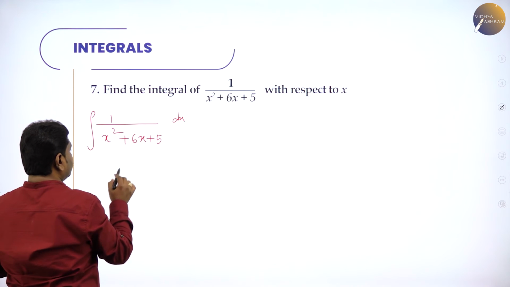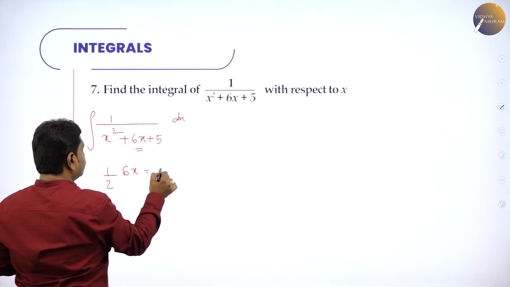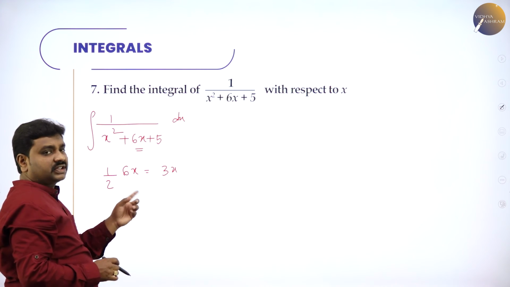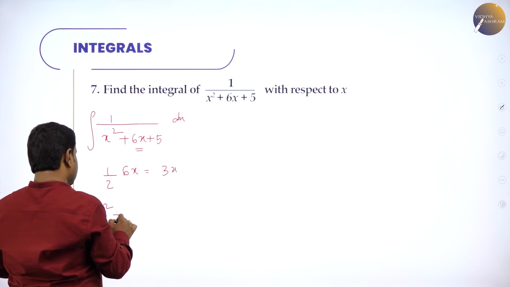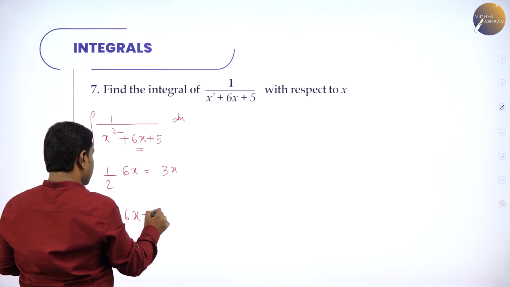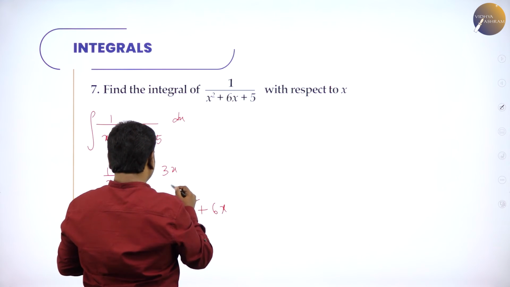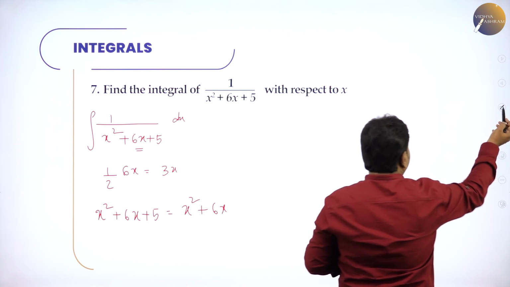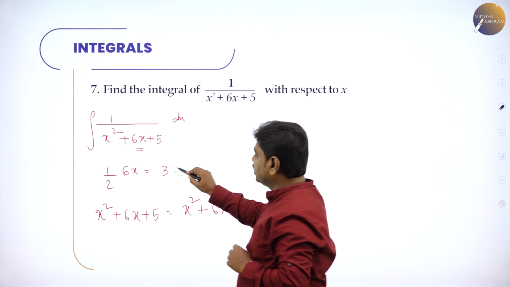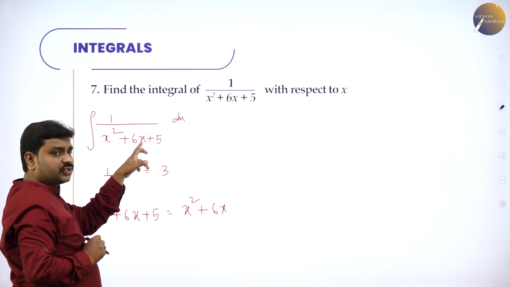So take half the coefficient of x. What is half of the coefficient of x? The coefficient of x means 6x, so 3x. Add and subtract 3x the whole square. So I'll take x square plus 6x plus 5. I can write it as x square plus 6x plus half the coefficient of x. What is the coefficient of x? Dear students, observe, this is a hint. What is the coefficient of x? Here, with x we have 6.